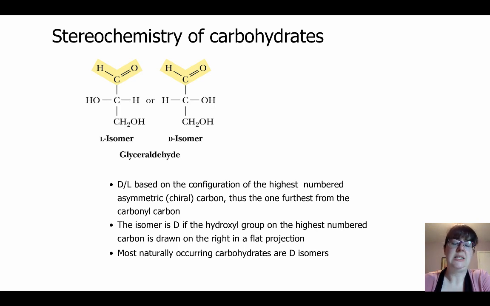Whenever we're looking at these, realize that yes, we are going to have multiple stereocenters, but that's going to be based on the one that is furthest away from the carbonyl carbon. Therefore, when we're looking at whether it's D or L, we're going to be looking to see if the hydroxyl group is on the right side or the left side in this flat projection. It's going to be D if the hydroxyl group is drawn on the right. And what you're going to find is that the most naturally occurring carbohydrates are going to be D isomers, which I mentioned in that intro video.